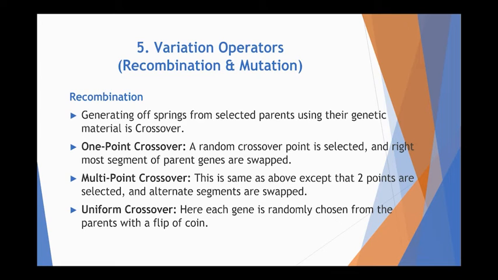First, let us look at the different types of crossovers. One point crossover is a crossover where a random crossover point is selected and the rightmost segments of the parent genes are swapped. Multi-point crossover is the same as above, except that more than one point, like 2 or 3, are selected and alternate segments are swapped. Uniform crossover is a crossover where each gene is randomly chosen from the parents with the flip of a coin.